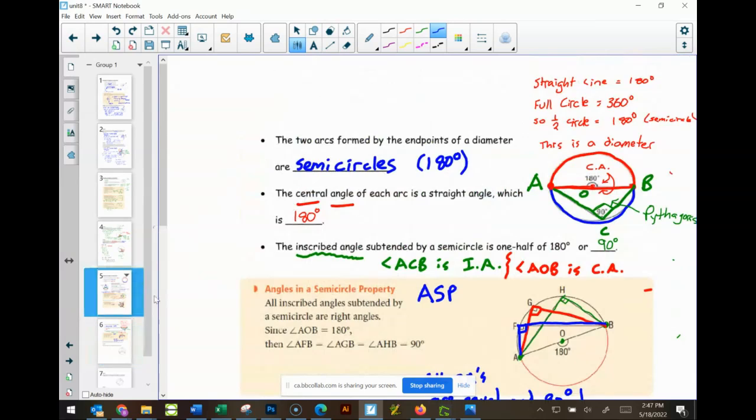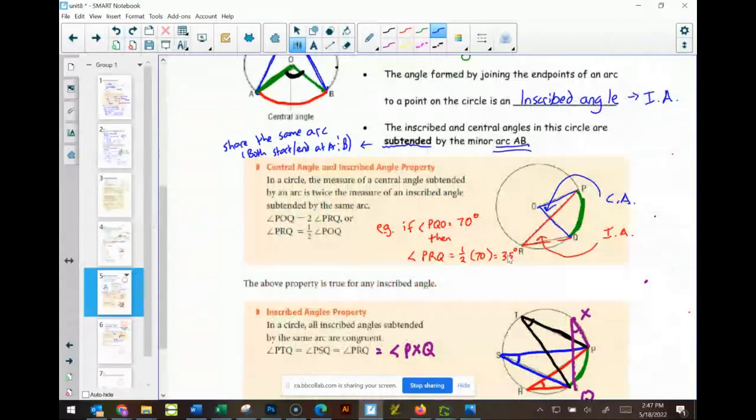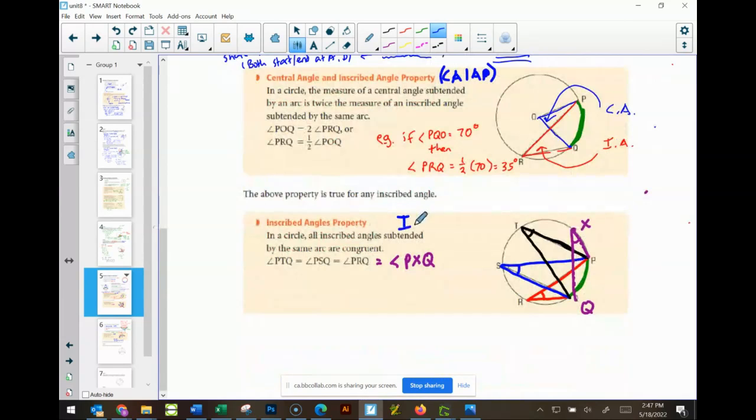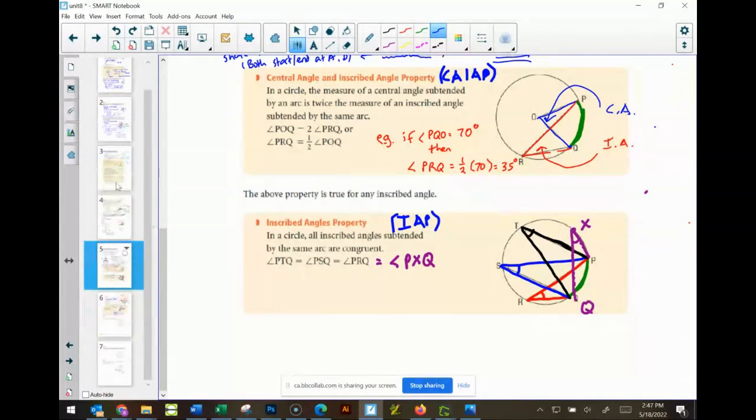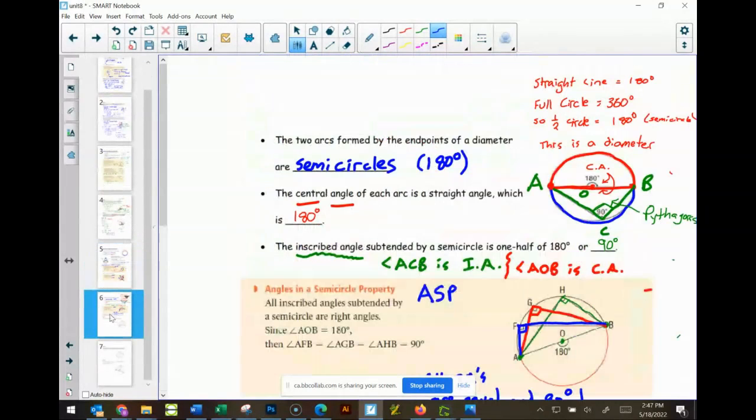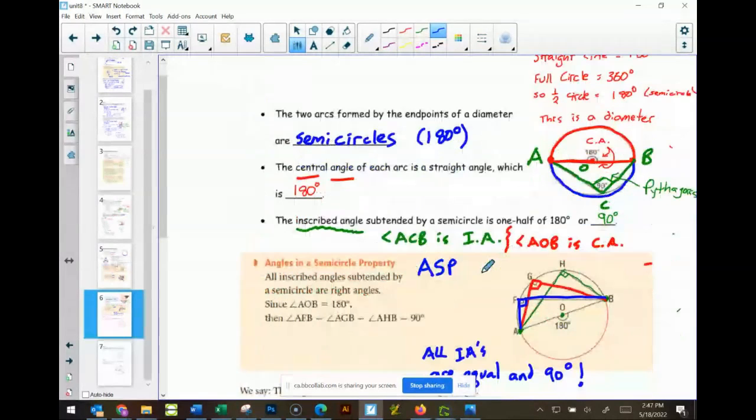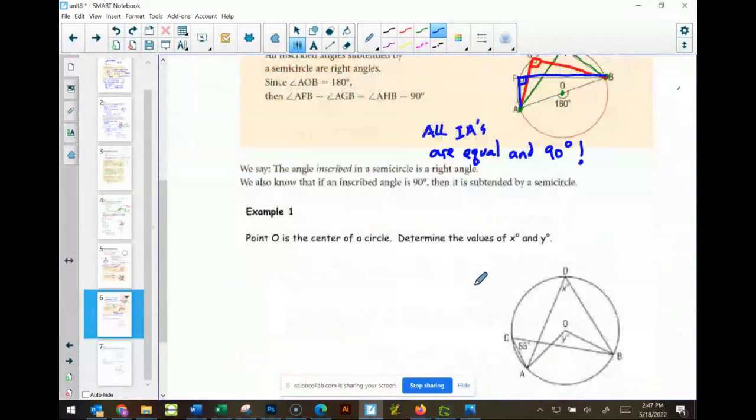We'll go back to the other ones we did today. We've got the central angle and inscribed angle property, so that's going to be CAIAP. It's a long abbreviation, but still shorter than writing the entire thing out. The inscribed angles property is just going to be IAP, so you can use that in your justifications. And then we already went through the ones from the days before, the PCP 1, 2, and 3, and the tangent radius property.